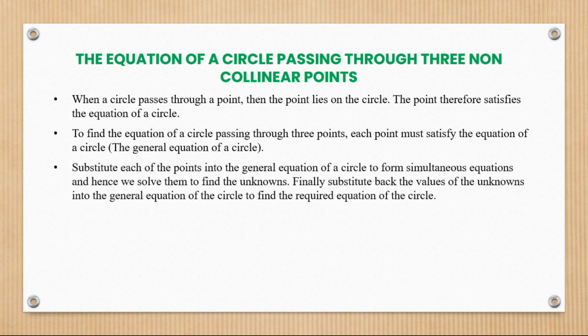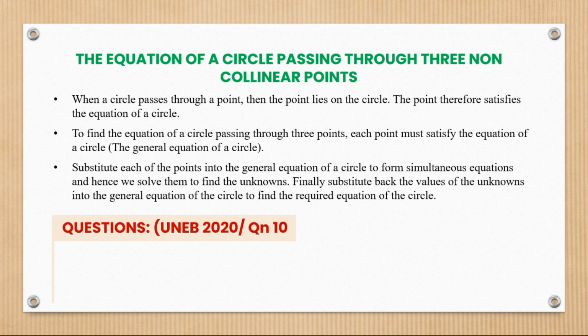So substitute each of the points into the general equation of a circle to form simultaneous equations, and hence we solve them to find the unknowns. And then finally substitute back the values of the unknowns into the general equation of the circle to find the required equation of the circle. So this will make sense through examples.